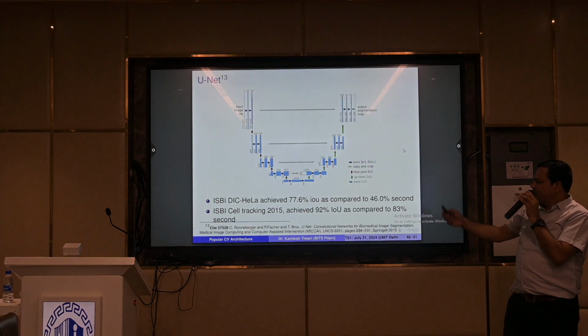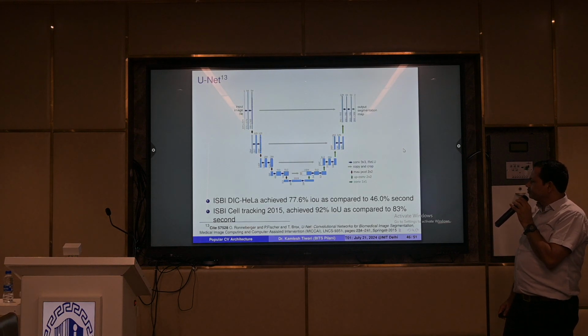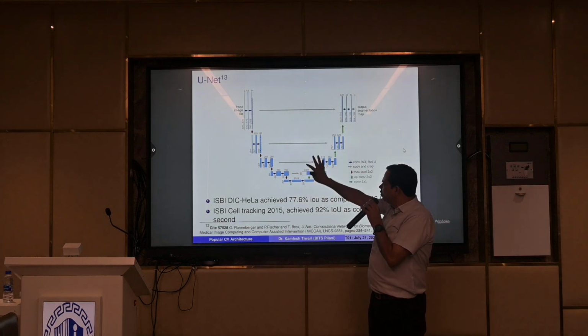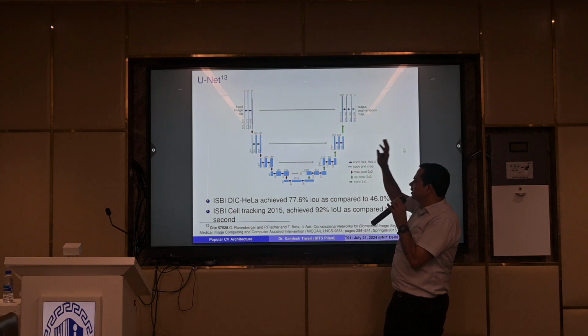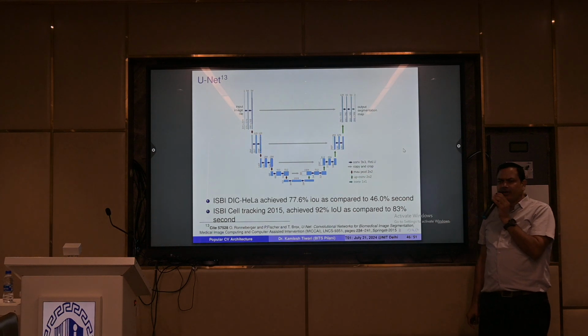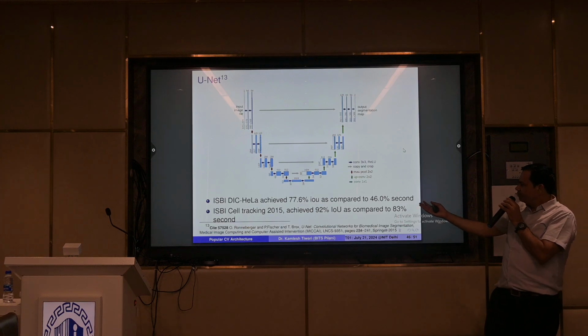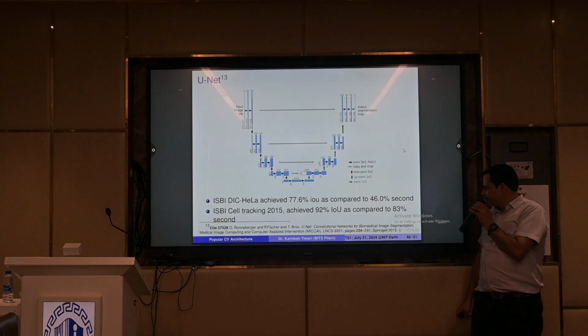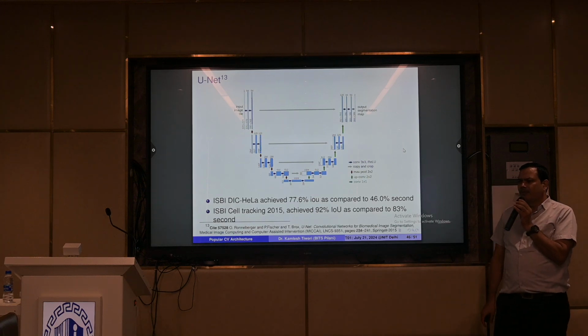So very high accuracy, and this architecture achieved the IOU, meaning how much overlap there is between the actual and the prediction, of 77% as compared to 46% of the second one. So other people were able to do only 46%, and this model was able to do 77%.